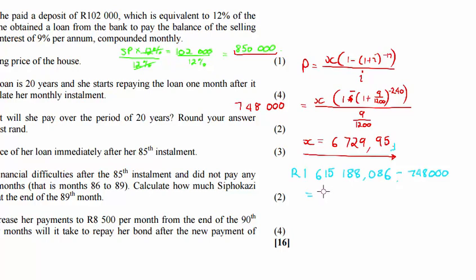So the answer is? 867,188. How do they get that? Because I'm still struggling with that. Okay, so Masande says he doesn't know how they get that. Remember, Masande, how many times does she pay this? 240. Not 240 years, but times. Yes. Now if she pays this 240 times, that's why we take 240 times this. Okay. Yeah, see, that's where the word times comes from as well.